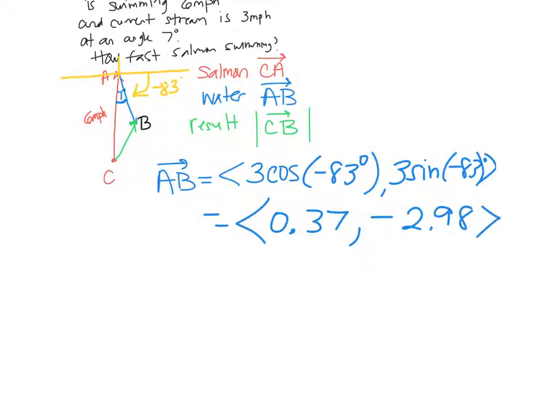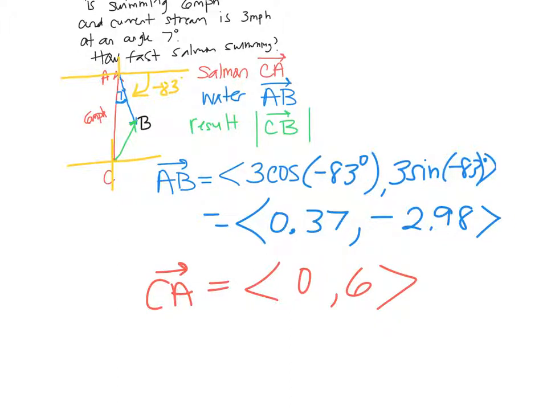Now let's talk about our salmon. If we have AB and we have CA, all we have to do is add them together and we'll have the result. CA, you can look at it a couple different ways. He's going exactly up. You don't need to worry about directional angles when you're going due east, due north, due south. Here's his XY axis. What's his component form? Straight up, and he's going 6 miles per hour, so 0, 6. Perfect. Look how easy that is.